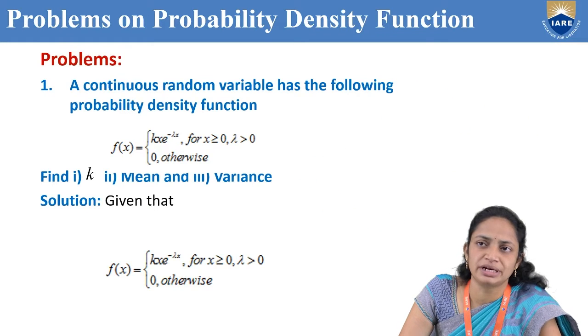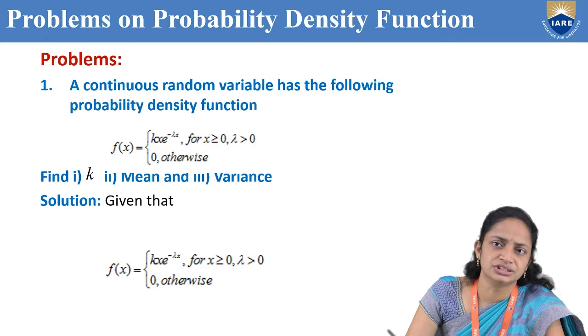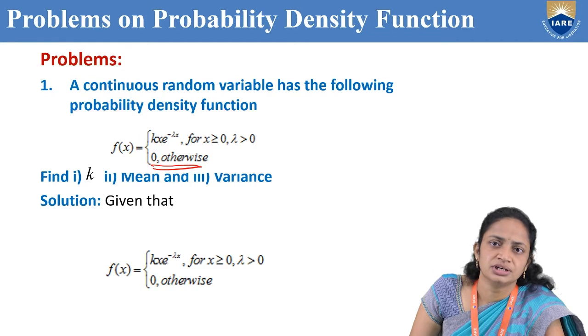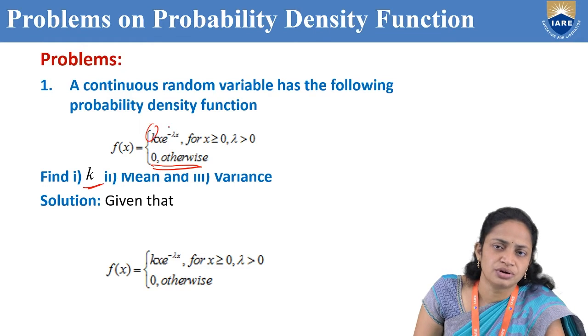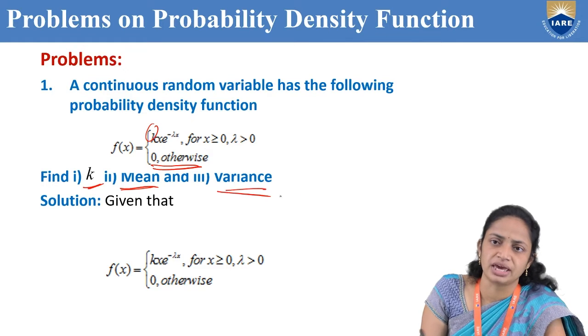Next, the first problem on probability density function. A continuous random variable has the following probability density function: f of x equals k into x e power minus lambda x, for x greater than or equal to 0, lambda greater than 0, and 0 otherwise. Here we need to find the k value, and also the mean and the variance.